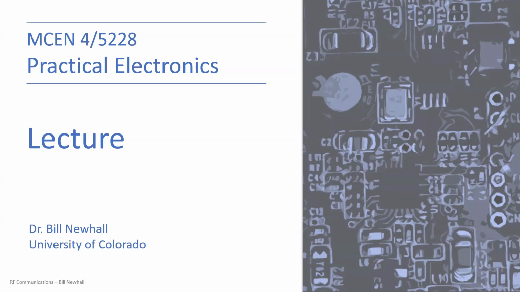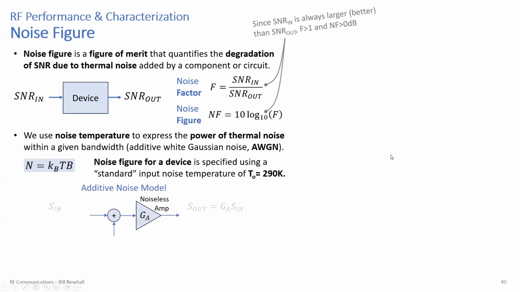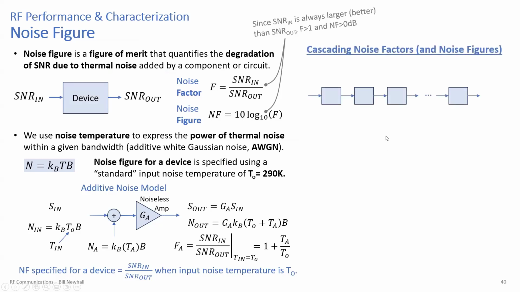So during the previous class, we talked about path loss and propagation modes, and we also started talking about RF performance parameters, and we're going to continue with RF performance parameters. So we started talking about noise figure, and noise figure was a figure of merit to describe how much noise a device adds to the signal in an RF circuit or an RF system.